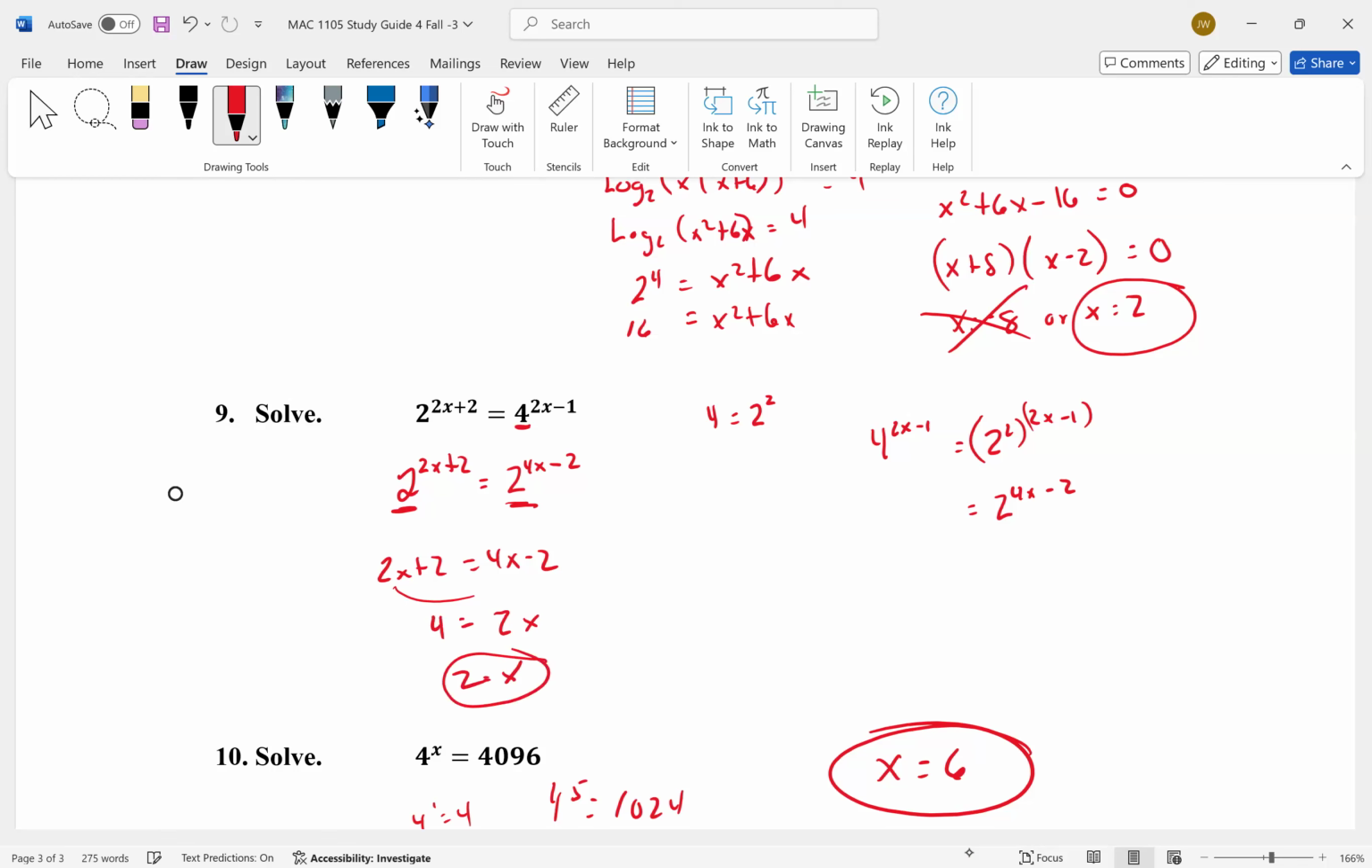You can even check your answers. 2 times 2 is 4 plus 2 is 6. So this would be 2 to the 6th. This would be 4 to the 4 minus 1, or 4 to the third. So this is 64. 2 to the 6th, 2, 4, 8, 16, 32, is 64 as well. So our answer is correct.